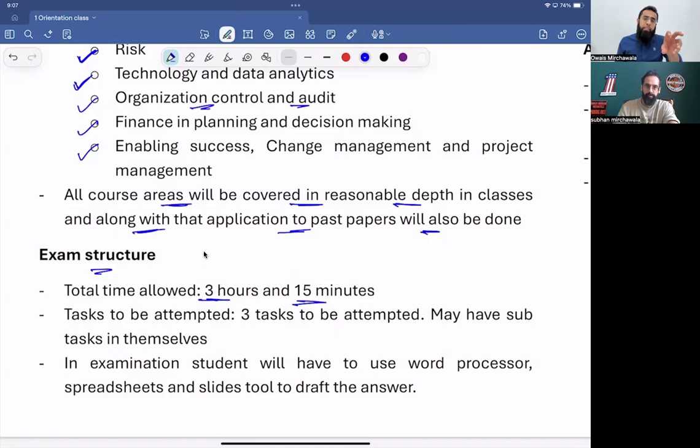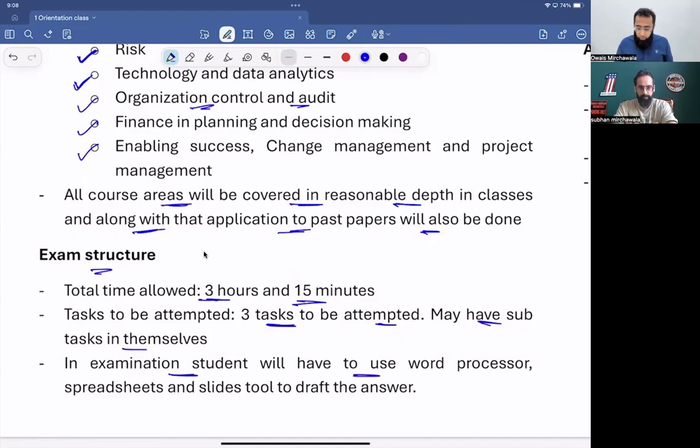Within each task he can also give you parts: Part A and Part B in Task 1, Part A and Part B in Task 2. Normally Task 3 only has one part. So there are 4 additional exhibits and normally he gives 5 requirements: 2 requirements in Task 1, 2 requirements in Task 2, and 1 requirement in Task 3. This is the normal breakup which he follows. There are 3 tasks to be attempted, which may have sub-tasks in themselves.